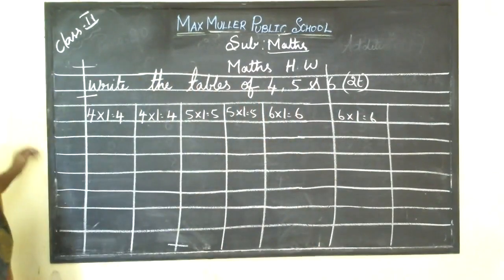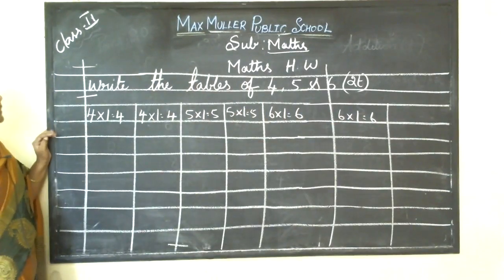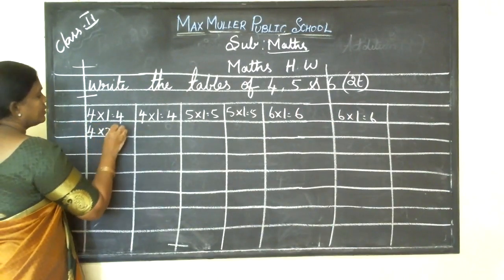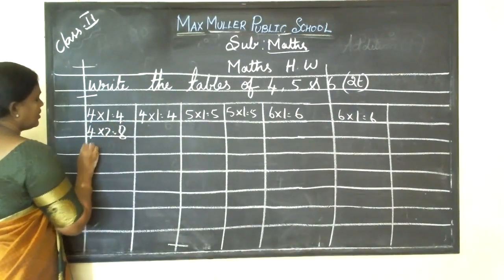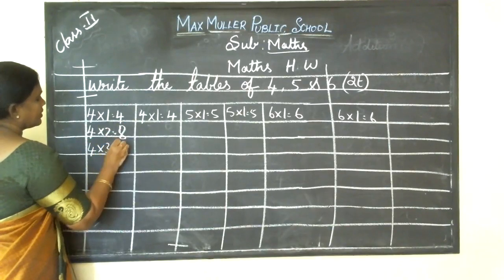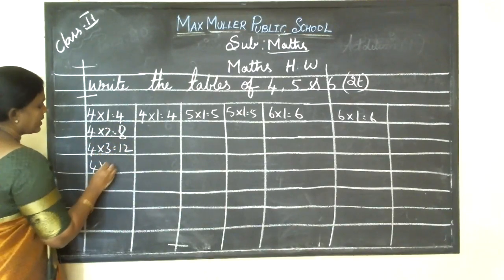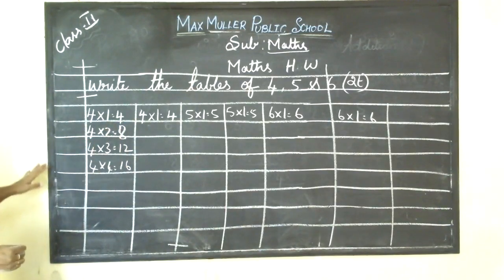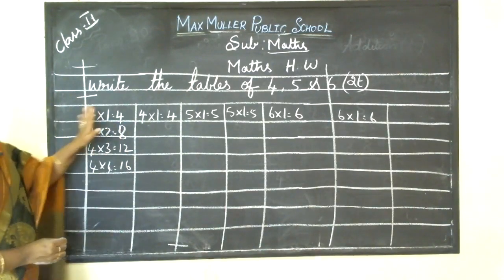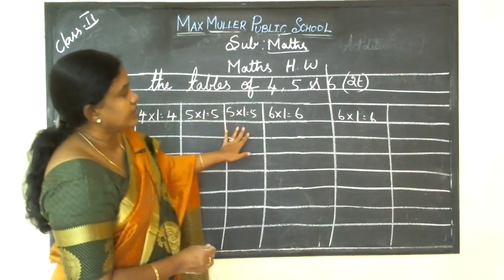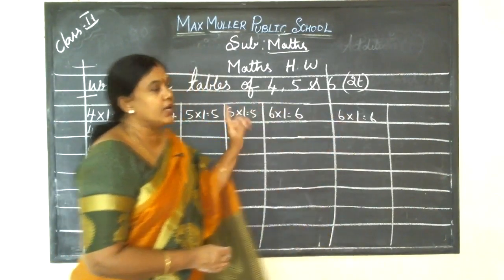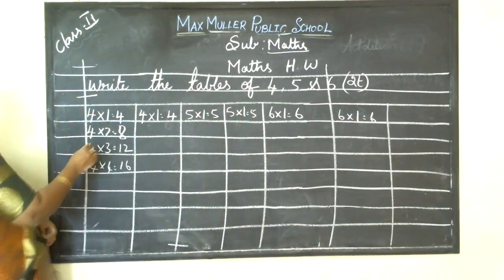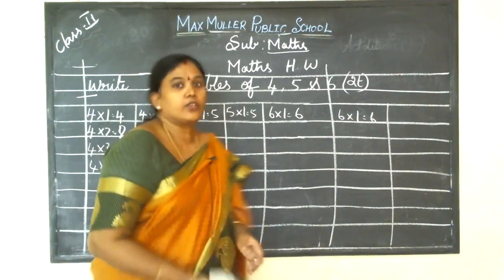Understood, children? Like that you want to write. Don't leave the line for writing tables. Continuously like 4 2s are 8. 4 3s are 12. 4 4s are 16. Like that you want to continuously write. Don't leave the line for tables. 4 ones are 4 2 times, 5 ones are 5 2 times, 6 ones are 6 2 times. In one page only you want to complete these three tables. Understood, children? Write neatly. Thank you, children.